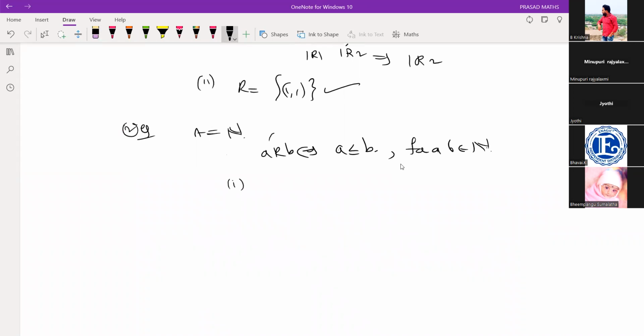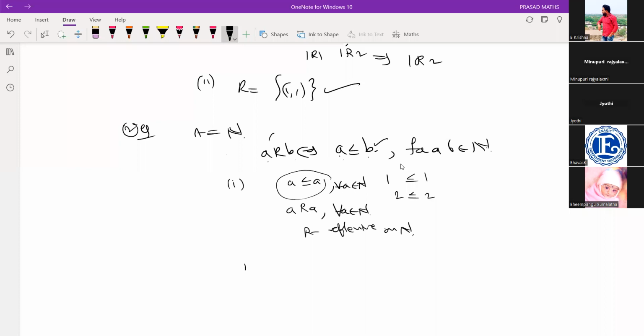Yes. Any element is always less than or equal to itself. Suppose you take 1, it is always less than or equal to 1. Suppose you take 2, 2 is less than or equal to 2. So this is true for every natural number. So whenever A is less than or equal to B, what is my definition? A must be related to A. This is true for every natural number. Therefore, every element is related to itself, so R is reflexive on the natural numbers. Next question: is it symmetric?